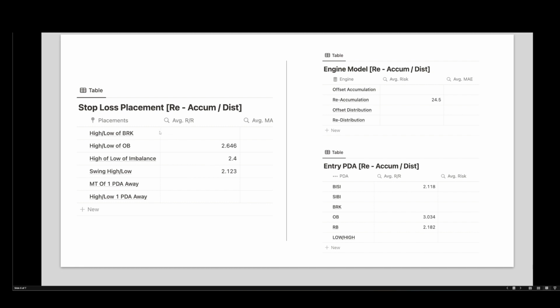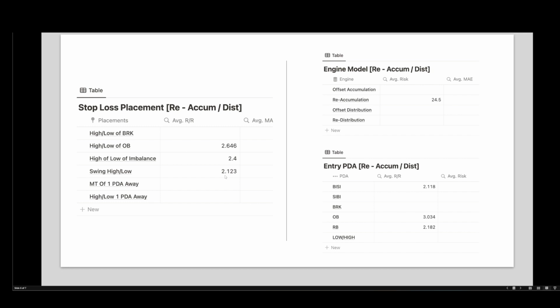So where would I consider placing the stop? It would be the swing low, the high or low of the breaker, or the high or low of the imbalance, right? So what we do is keep track of how often price visits the high or the low of the breaker, and how often price visits the high or the low of the imbalance, right?